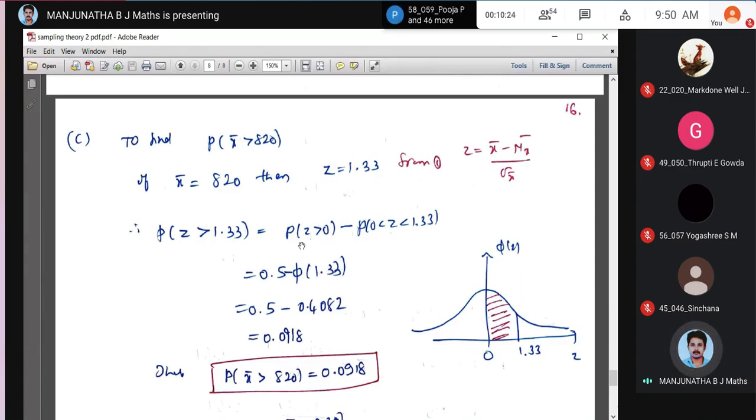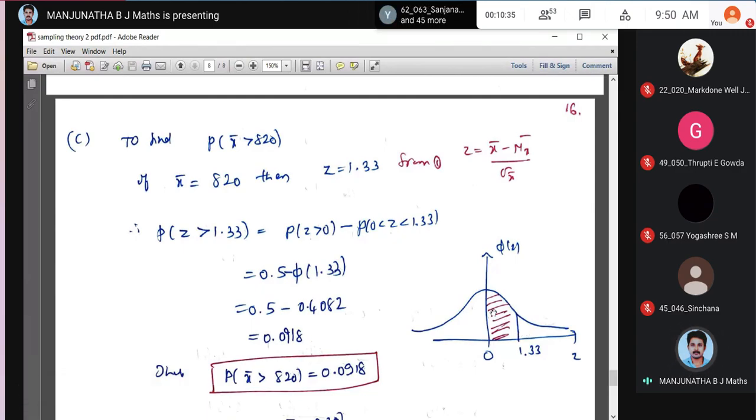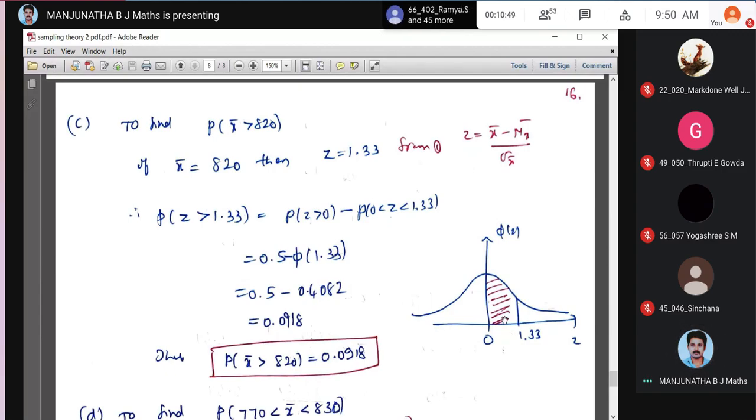So see, I made a mistake here. I have taken the shaded region here, but we have to find the non-shaded region. A mistake, I have written shaded. Otherwise, no problem. If from z greater than 0 I remove the shaded region, we get the area greater than 1.33, so the problem is correct. In the figure, shade this part and keep this non-shaded. So z greater than 0 minus the probability of 0 less than z less than 1.33. I want the area greater than 1.33, so if I remove this part from that, we will get the required region, the required area.